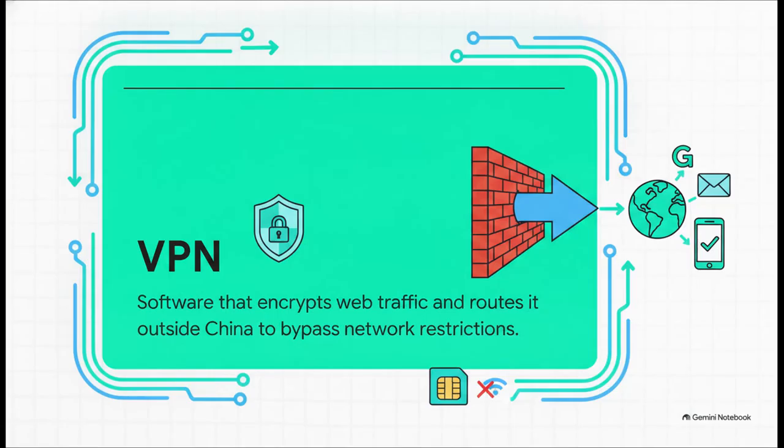But remember, if you are using that local SIM card, or you're logging into that hotel Wi-Fi, you are squarely on domestic infrastructure. The firewall applies to you now. Because of that, you will absolutely need a virtual private network, or VPN. This software encrypts your web traffic and routes it to an outside server, allowing you to bypass the local restrictions and finally check your Gmail.